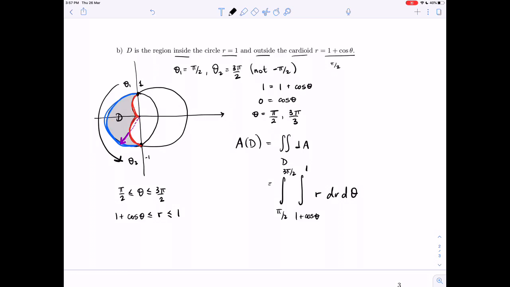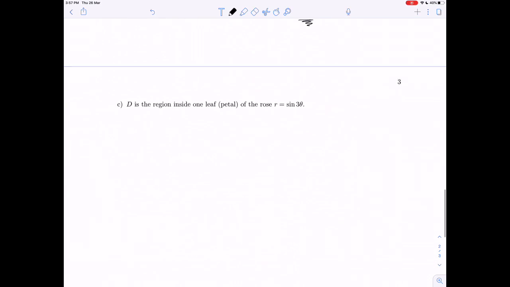If we were going to evaluate, though, we would have to go as an iterated integral. There is no factoring because of these bounds, right? We'd have to go in order, the inner integral with respect to r, and then the outer. No factoring allowed for this one. Let's go on then to C.